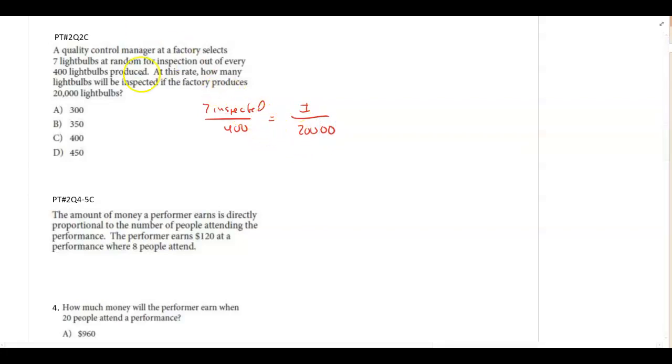So if I look here, my numerator represents the number of light bulbs inspected. My denominator represents the total number of light bulbs. That's keeping the order the same. So now when I cross multiply here, 400I equals 7 times 20,000, which is 140,000. When I take 140,000 and I divide it by 400, right?